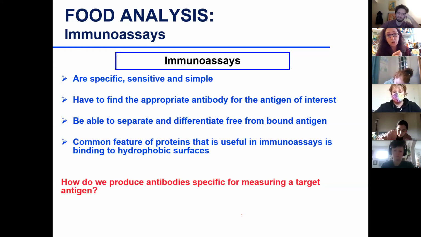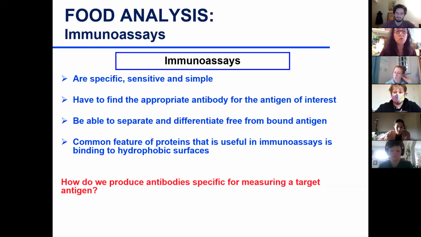There is a common feature in proteins that is very useful in these assays, which is their hydrophobic surfaces. Because of their hydrophobic surfaces, they can bind on our plate, which basically has a hydrophobic surface. So the binding of these proteins to the plate, or binding of the antibodies to the plate, is a very essential component of the immunoassays. And the binding is via hydrophobic interactions.